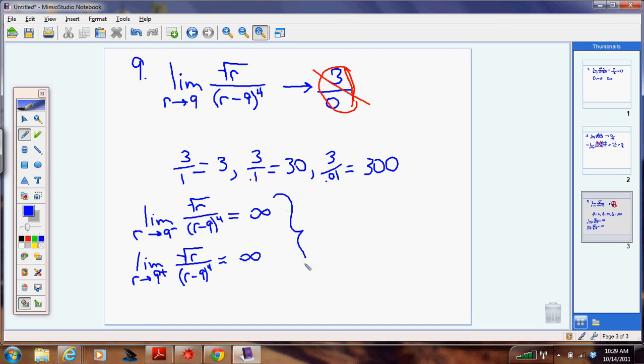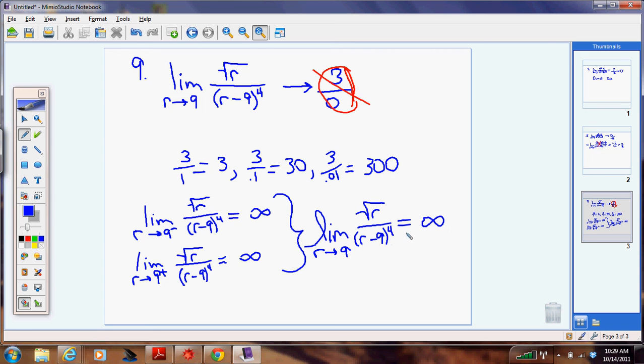Now remember, we can summarize this by combining them into one single limit. And all of a sudden, now I want to use a cursive L. I don't know why. The limit as r approaches 9 of the square root of r divided by r minus 9 to the fourth power is just going to equal positive infinity, because from the left and the right, we get the same infinity.